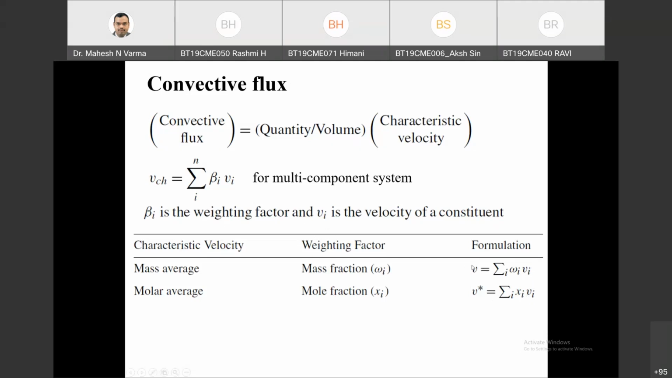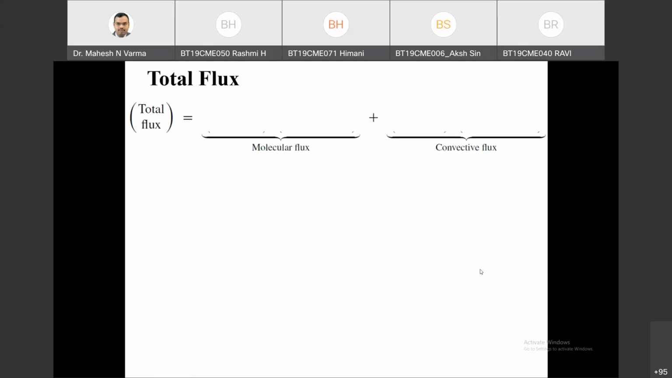Even though it is a velocity, you call it a mass average velocity when the mass fraction is used as the weighting factor, and here the mole fraction is used, so this will be a mole average velocity. This is the mass average velocity. Okay, so quantity per unit volume we have already discussed.